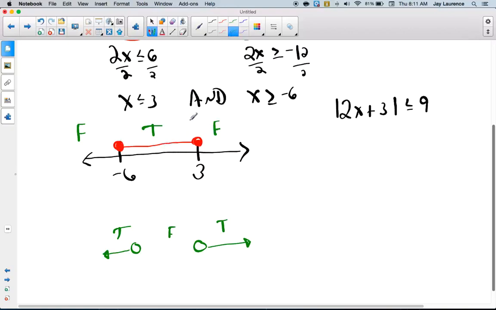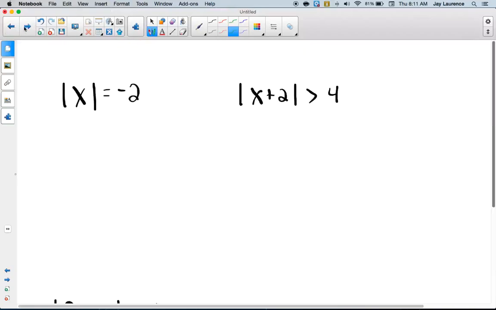Okay, so any number I pick in here is going to give me a true statement. Any number I pick here or here will give me a false statement. So let's go back to these absolute value inequalities. Go ahead and solve the first one on your own, okay? Hopefully you've solved it. If you haven't, pause the video and solve it. Let's see, equals are done as or, so I'm going to get x equals negative 2 or x equals 2.